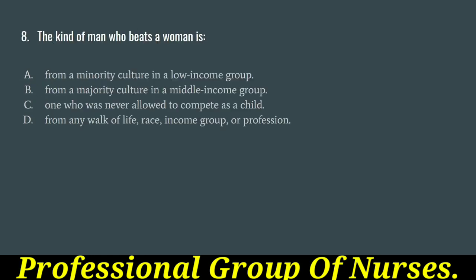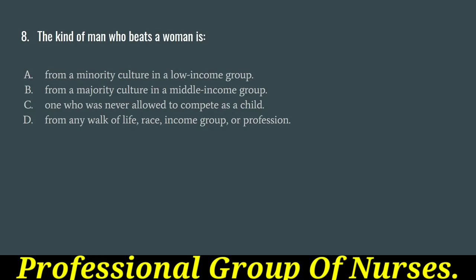Question 8. The kind of man who beats a woman is: A. From a minority culture in a low-income group. B. From a majority culture in a middle-income group. C. One who was never allowed to compete as a child. D. From any walk of life, race, income group, or profession.